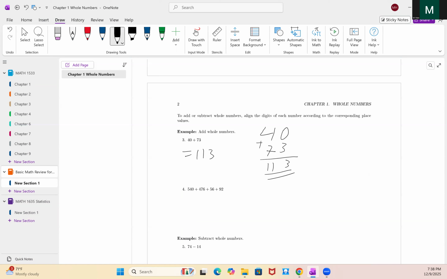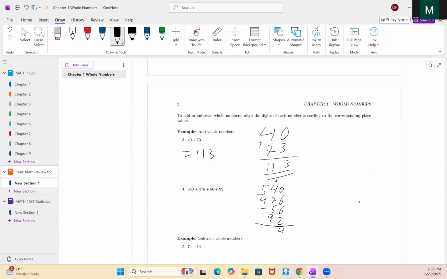Let's look at another example. So we align the digits according to their place values. So 540,476 and 56,092. The 6 is the ones place, the 5 is the tens place, and 92. Okay, we aligned and then we add. So we add 0 plus 6 is 6, 6 plus 6 is 12, 12 plus 2 is 14. So we put the 4 and carry over the 1.